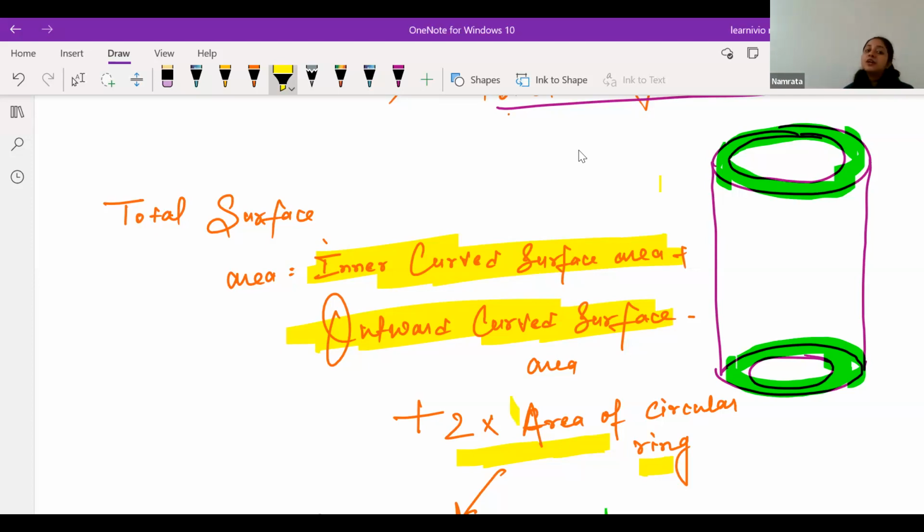Only for the third part, you have to work on the area of the circular ring that I have shown you how you will be finding. Because two circular rings are there, upper one, bottom one. You will have to multiply whatever area you are getting of the circular ring with 2. Or you can take the upper one area, and the same you can add again to add the lower one area. Okay, now let's move ahead.